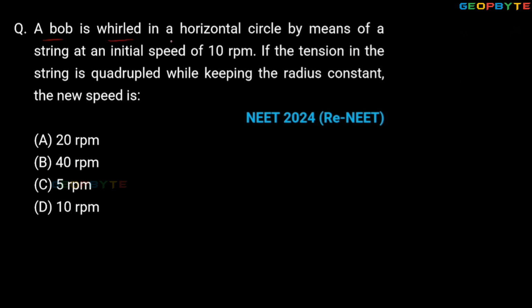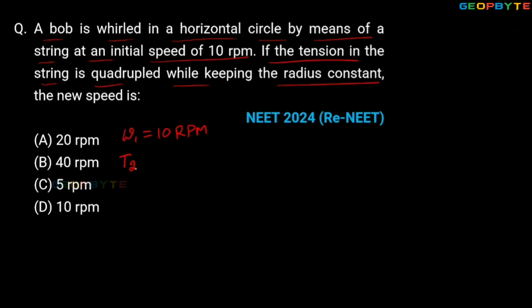A bob is whirled in a horizontal circle by means of a string at an initial speed. Let initial speed omega 1 equal to 10 rpm. If the tension in the string is quadrupled while keeping the radius constant, that means final tension T2 equal to 4 times the initial tension. Quadruple means 4 times. Given that radius remains constant, and the mass of the bob also remaining constant, you're asked to decide what is the final angular speed.